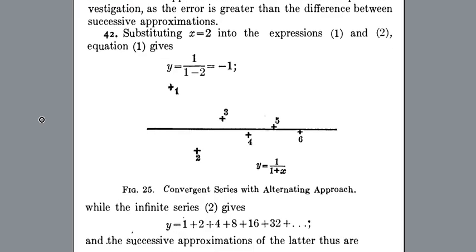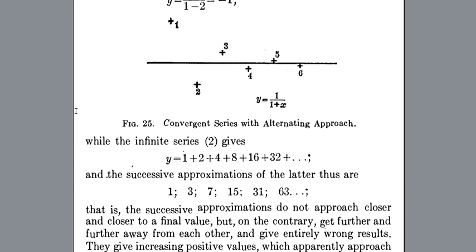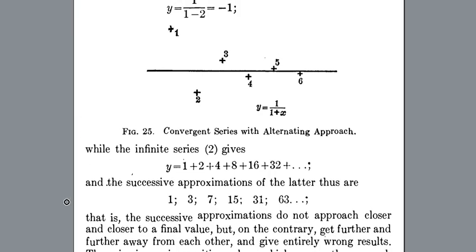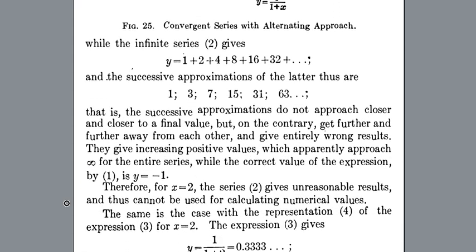Section 42. Substituting x equals 2 into expressions 1 and 2, equation 1 gives y equals 1 divided by the quantity 1 minus 2, which equals negative 1, while the infinite series 2 gives y equals 1 plus 2 plus 4 plus 8 plus 16 plus 32, and so on. The successive approximations of the latter thus are as follows: 1, 3, 7, 15, 31, 63, and so on. That is, the successive approximations do not approach closer and closer to a final value. On the contrary, they get further and further away from each other and give entirely wrong results.